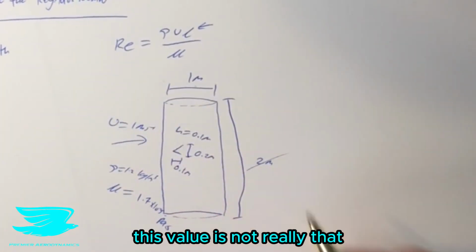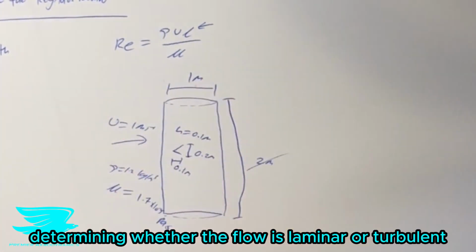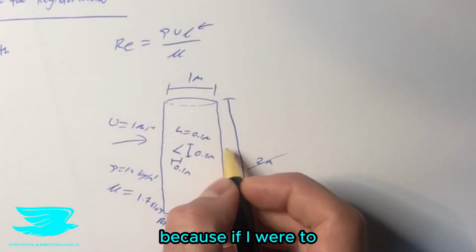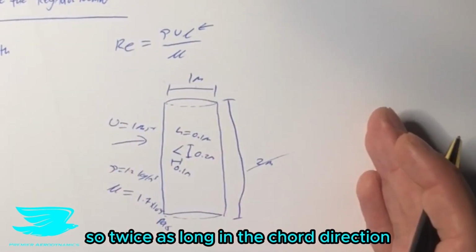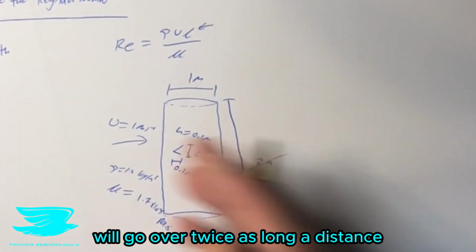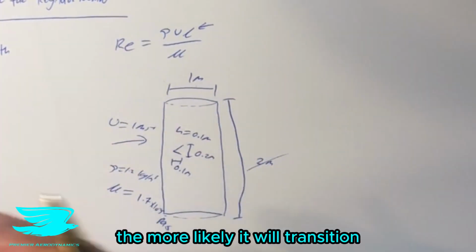So I can say, okay, this value is not really that important in terms of determining whether the flow is laminar or turbulent. I know that the chord is actually quite important, because if I were to make this 2 meters, so twice as long in the chord direction, then that means that the flow will go over twice as much distance, and we know that the longer the flow goes over a surface, the more likely it will transition.